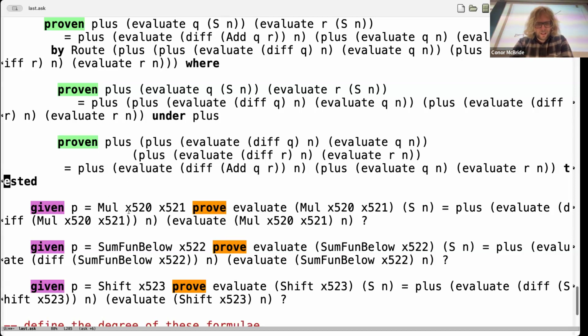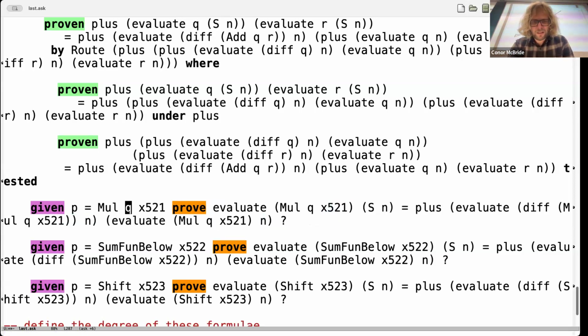Okay. Let's see if we can do multiplication. So we start with the renaming. This is Q. This is R.